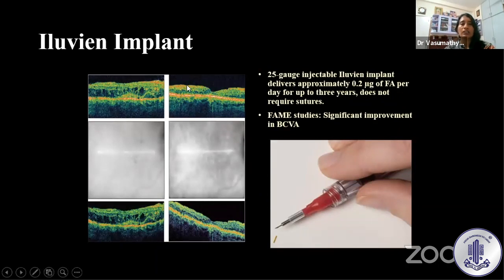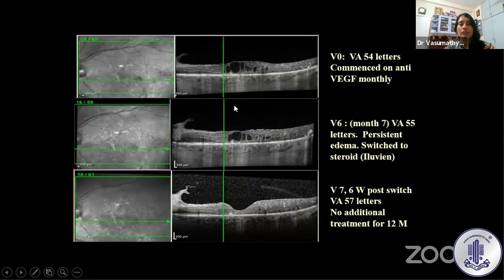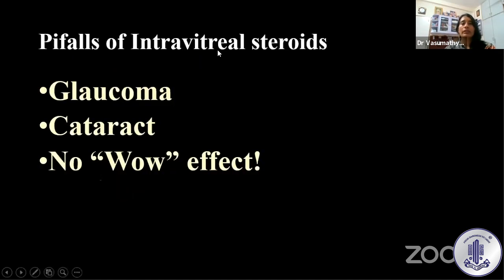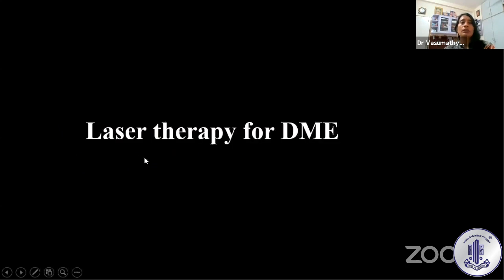Iluvien is another steroid implant, which lasts for 2 to 3 years with a 25-gauge injectable implant. This shows one such patient who received Iluvien, with very good control of the diabetic macular edema. The important facts are that anti-VEGFs are basically intermittent therapy, and diabetic macular edema is basically a chronic process. So there can be a suboptimal response because of fluctuating drug levels in the vitreous reservoir. So probably a long-acting steroid may also be an effective alternative. Of course, it has several pitfalls like glaucoma, cataract, and there is no wow effect.